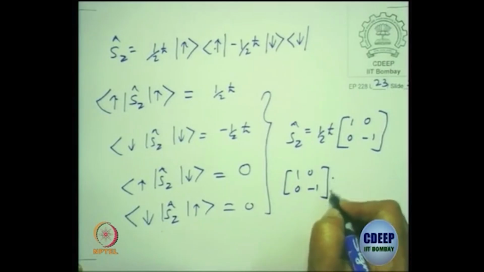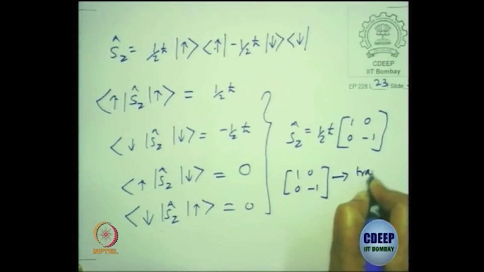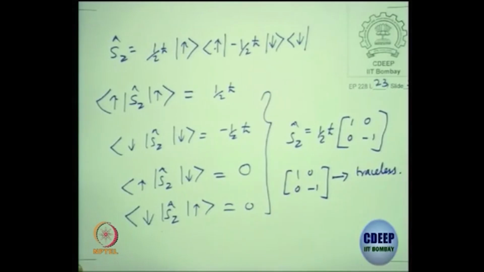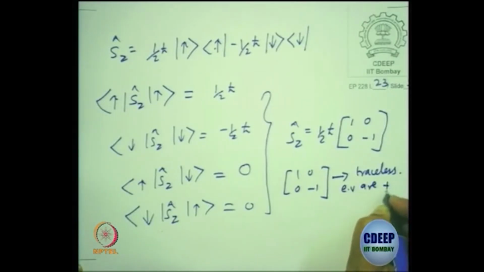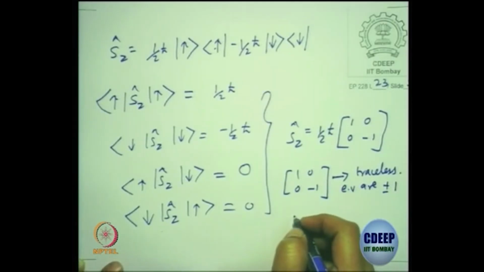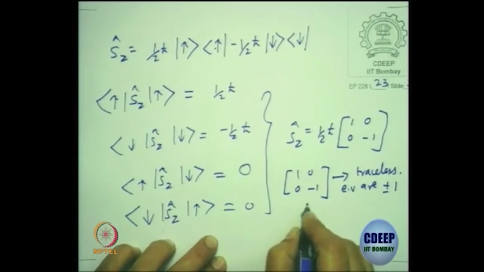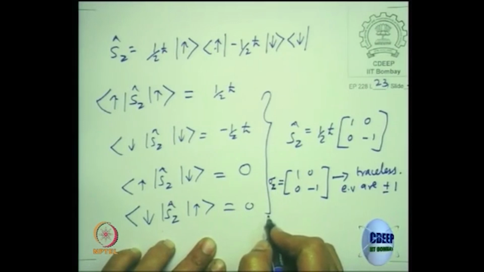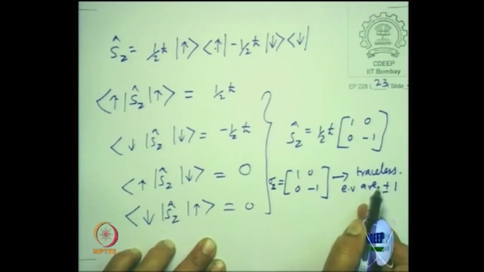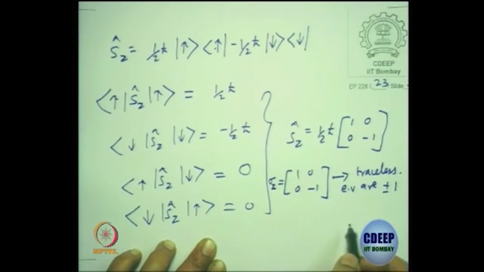These matrices have some special properties. The 1, 0, 0, minus 1 matrix: what are the properties? It is traceless. Eigenvalues of this matrix are plus or minus 1. What about the square of this matrix? So let me call this matrix by a notation, we'll come back to it. We call it sigma z. Sigma z is traceless. Eigenvalues are plus or minus 1. You can also show that sigma z squared is identity.